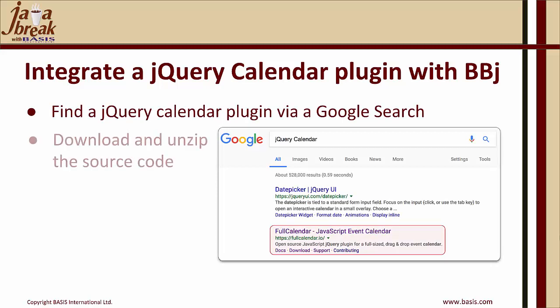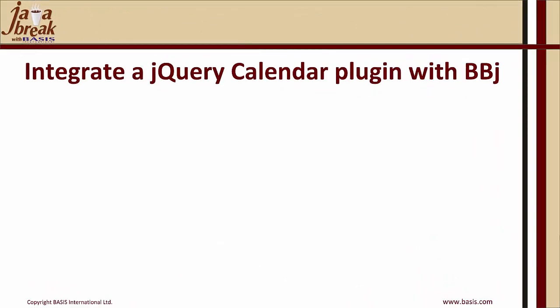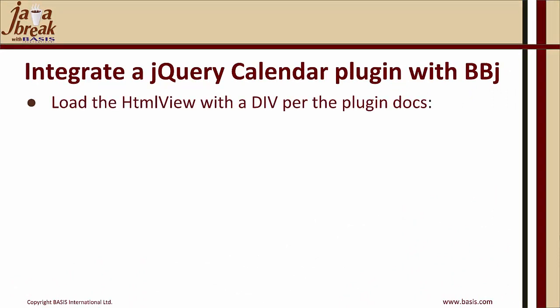Having found the jQuery calendar, we download and unzip the source code, write a BBj program with a window, and put on that window a BBjHtmlView control. Now what we have to do is integrate that jQuery calendar inside of the HTML view control. Firstly, we load the HTML view with a div per the plugin docs.